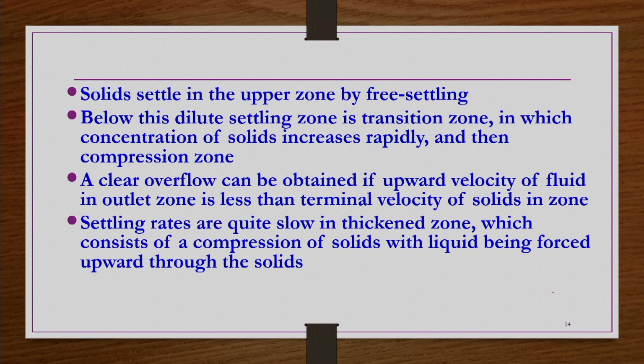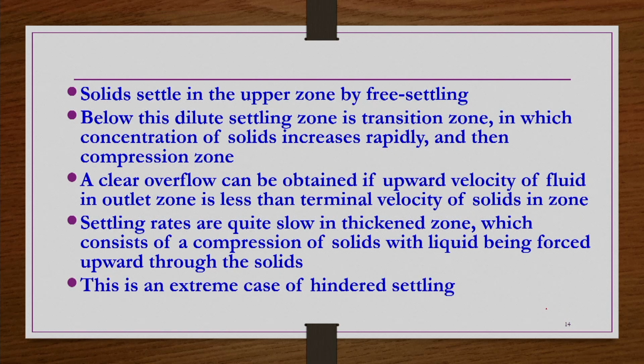Settling rates are quite slow in the thickened zone, that is, in the D zone at the bottom, which consists of a compression of solids with liquid being forced upward through the solids. This is an extreme case of hindered settling.